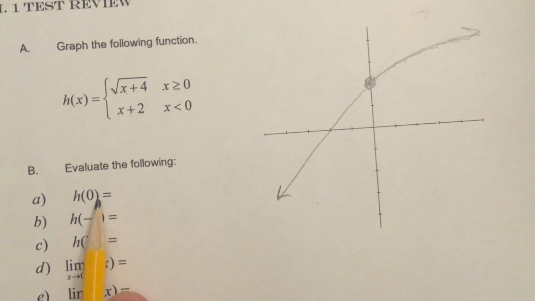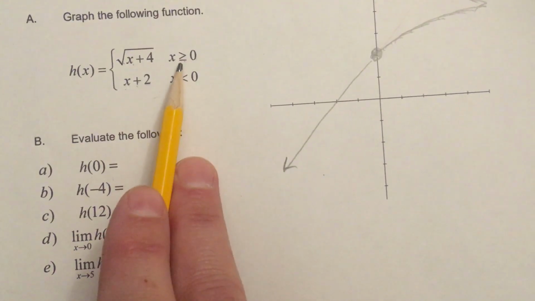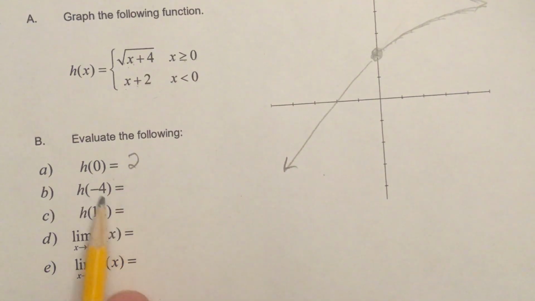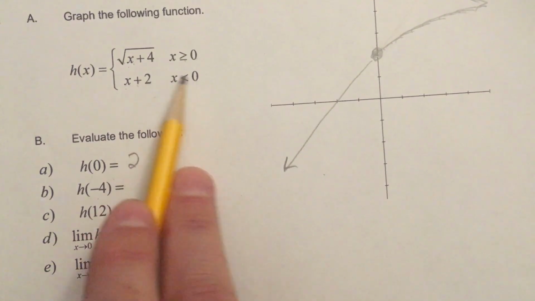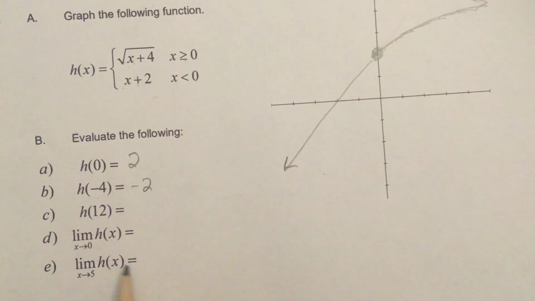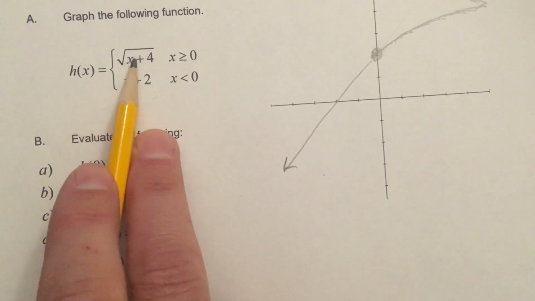Then they want us to evaluate based off of this. So h is 0, we're going for the spot where it's equal to 0. So if I put 0 in, I get square root of 4, which is 2. Negative 4, I'm going to the spot where it's less than 0, so negative 4 plus 2 is negative 2. 12, that's where it's greater than 0, so if I put that in, I get square root of 16, which is 4.